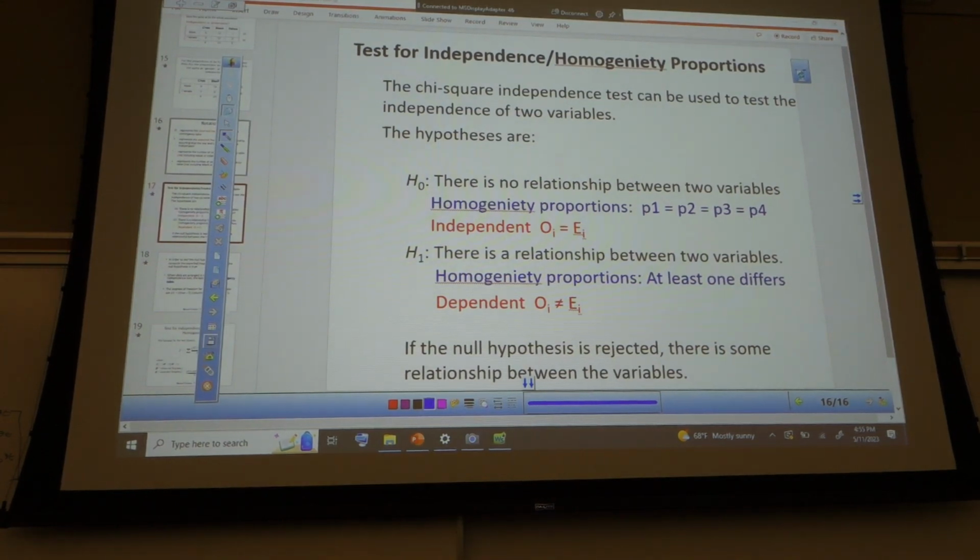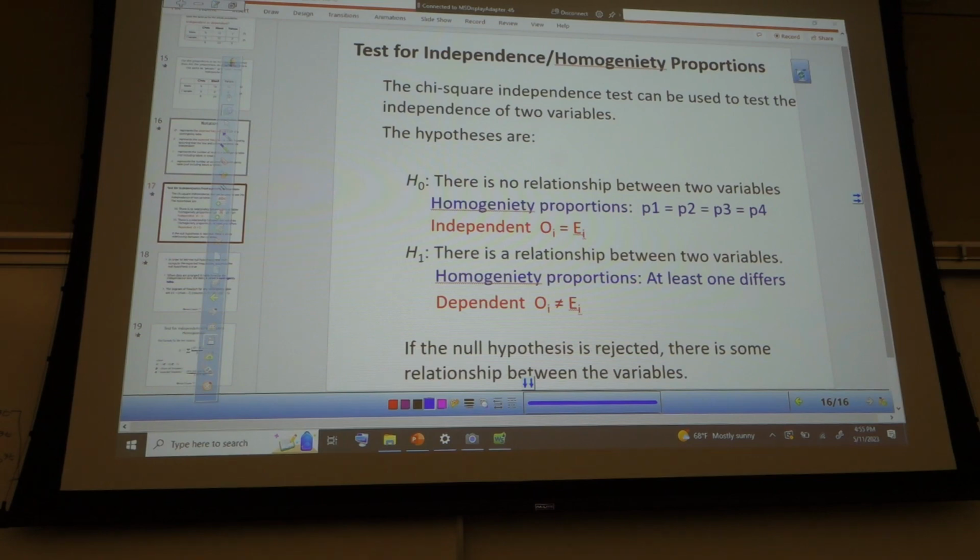Test for independence slash homogeneity of proportions. The chi-square independence test can be used to test the independence of two variables. The hypotheses are H0, there's no relationship between two variables. Homogeneity of proportions, P1 equals P2 equals P3 equals P4. Independent, O sub I equals E sub I.